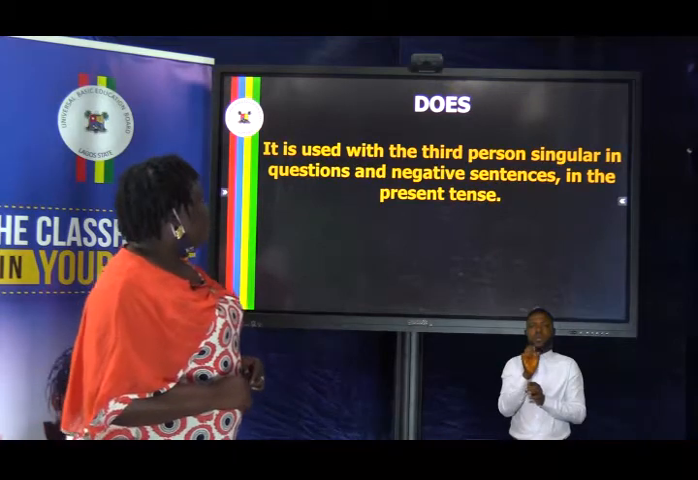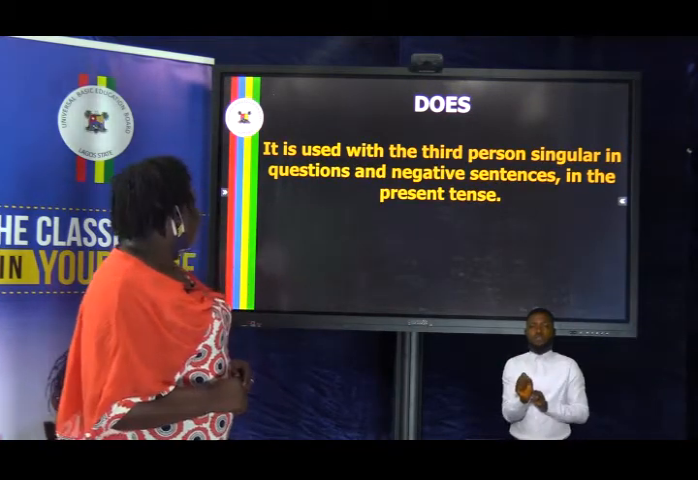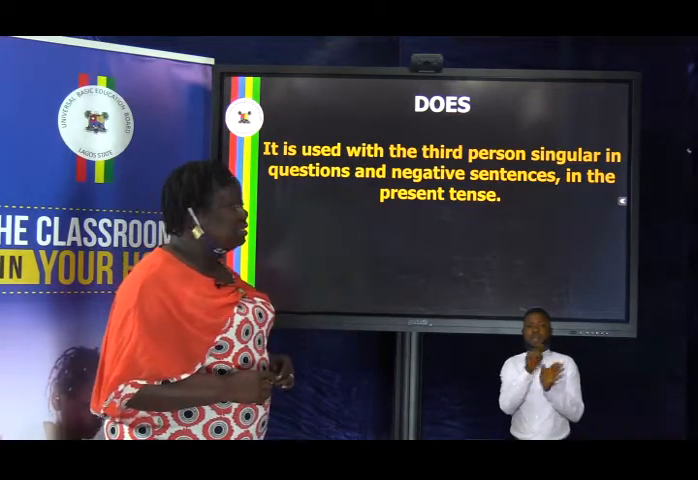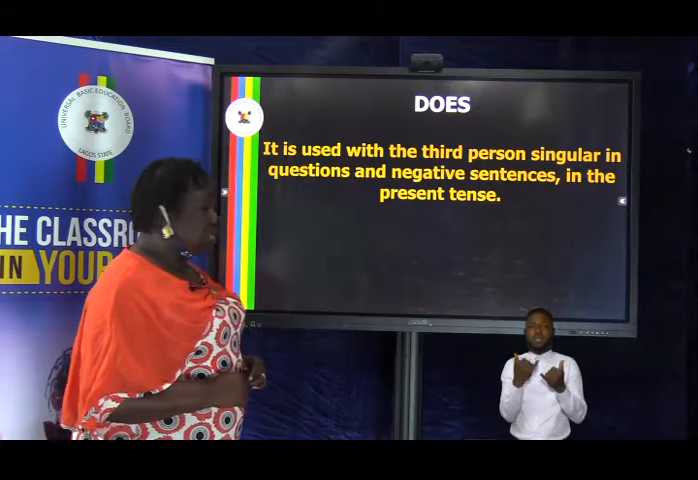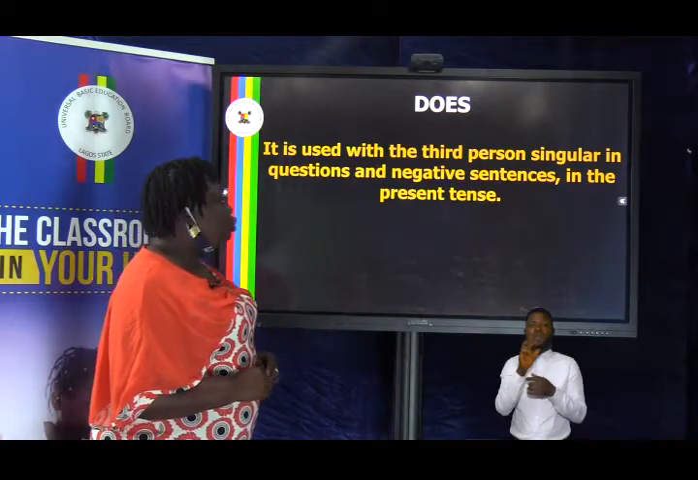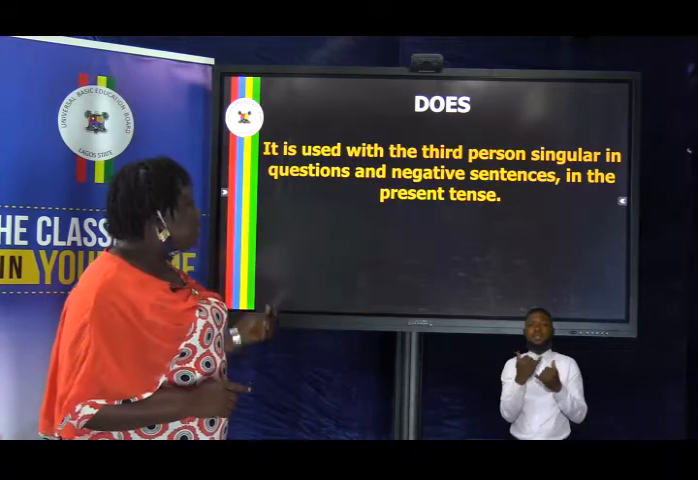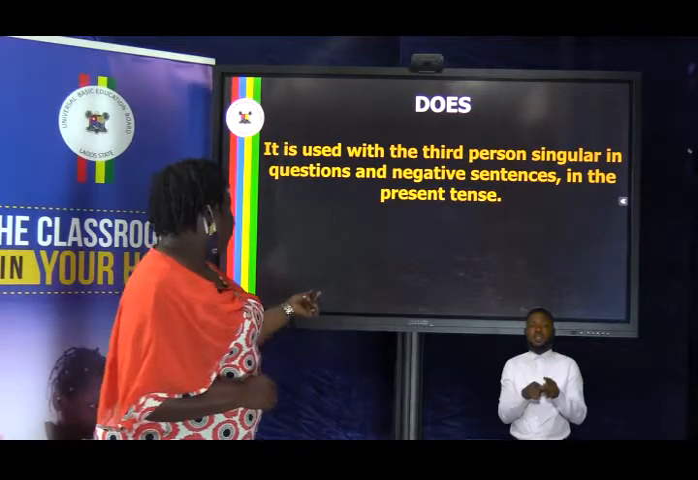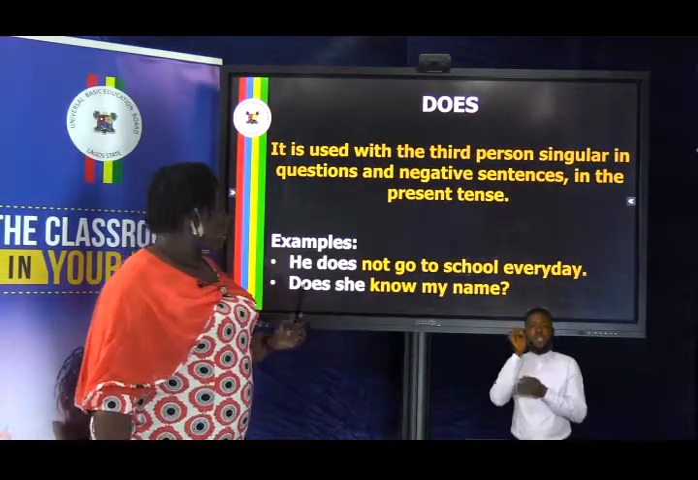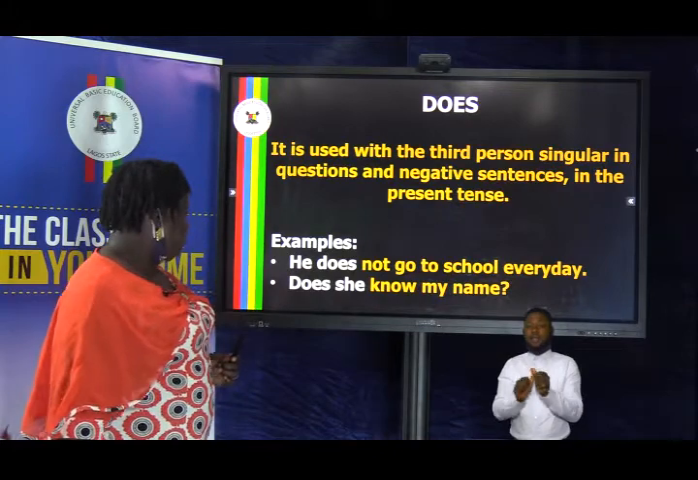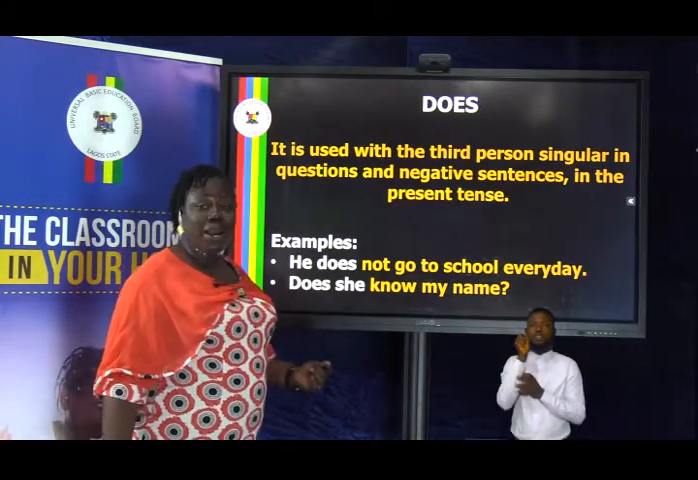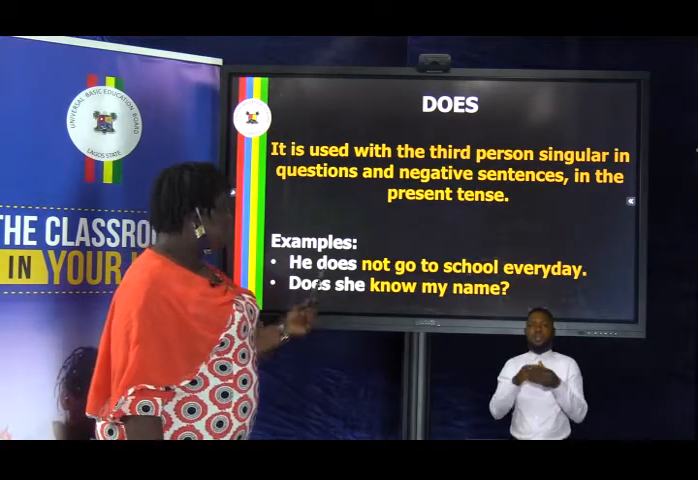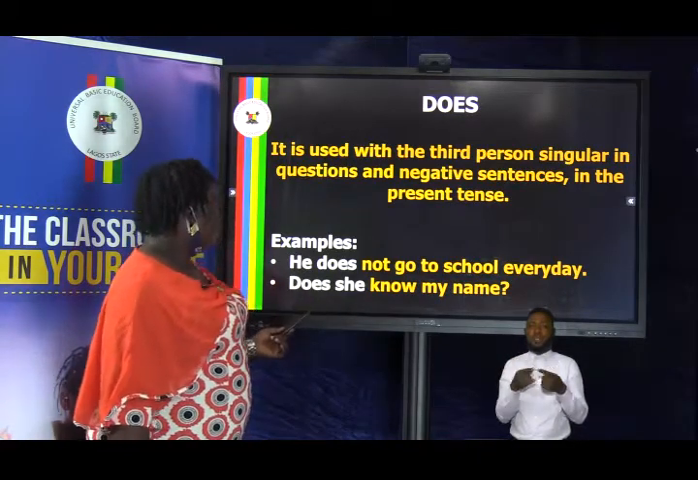Does. D-O-E-S, does. Does is used with the third person singular in questions and negative sentences in the present tense. Look at these examples. He does not go to school every day. Does she know my name? That is talking about questions and negative sentences in the present tense.